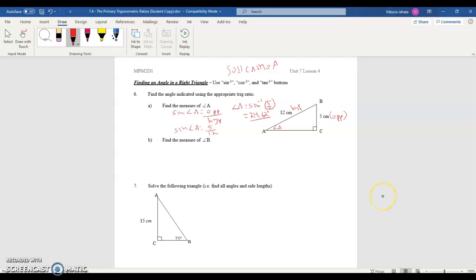This is 7.4, part 4. So we had just finished off finding the angle using our inverse trig ratios over here. And we found that the angle here was 24.62. I'm just going to round to the nearest whole number to make it 25 degrees, depending on what the question tells you. So let's just say round to whole number. So we found that angle A is equal to 25 degrees.